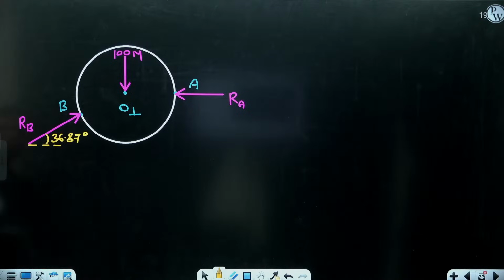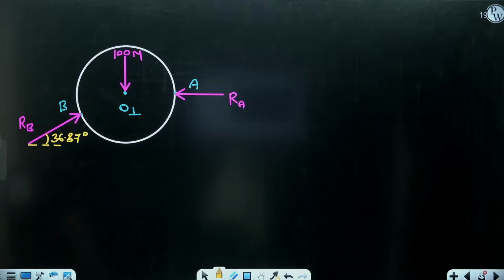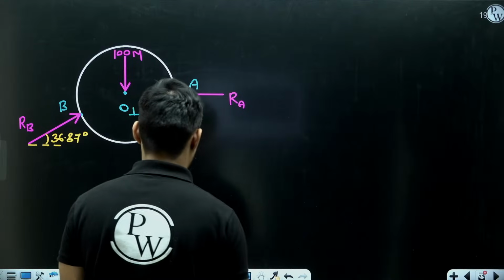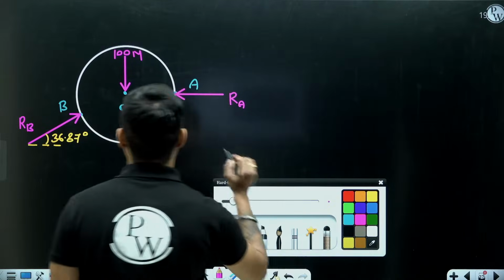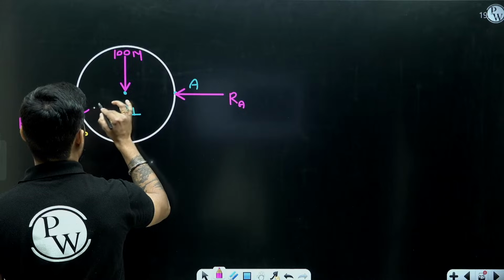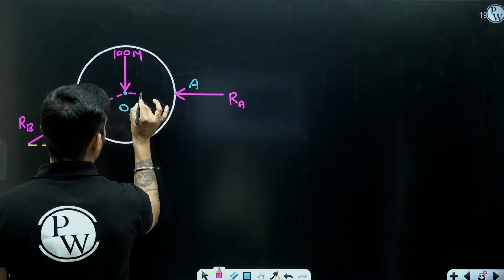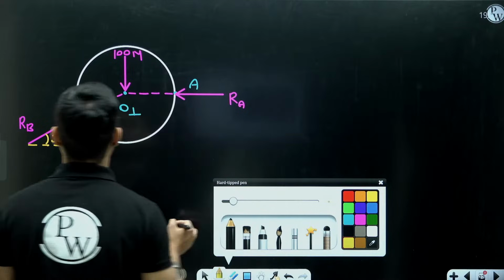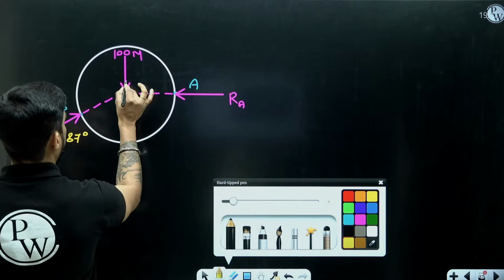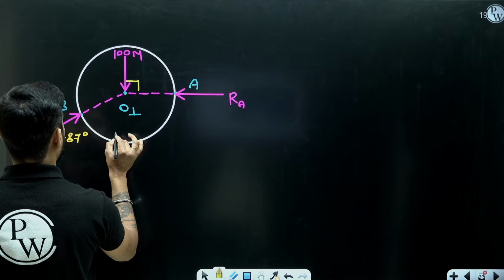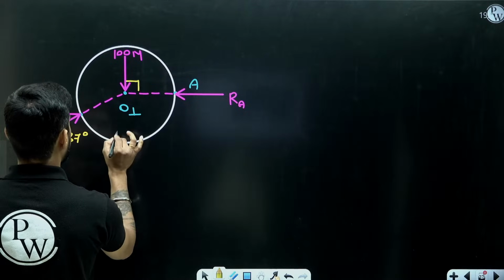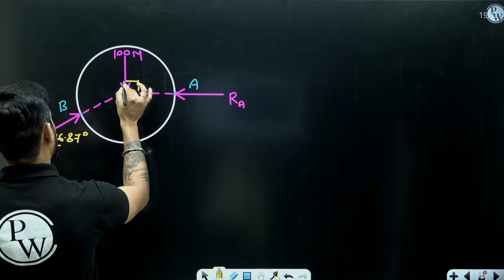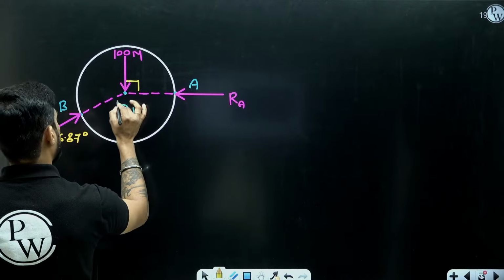So now I can find the value of RA and RB. Apply Lami's theorem, and you will find the value of RA and RB. This angle is 90 degree. This angle is 36.87 degree. What will be this angle, beta?